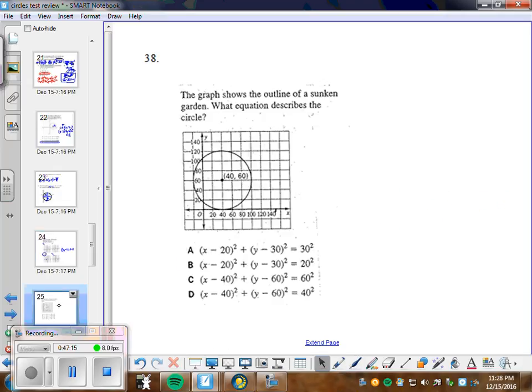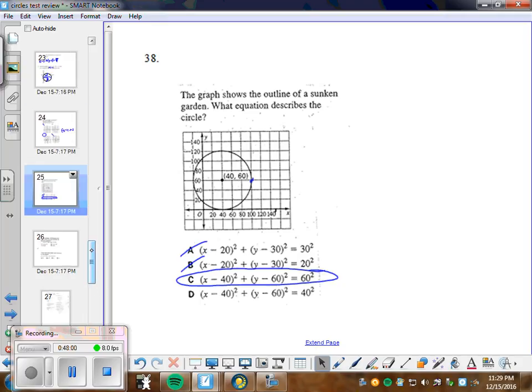All right, looking at 38, the graph shows the outline of a sunken garden. What equation describes the circle? Okay, so you're at 40, 60, so you can mark out those two. So you're at -40, -60, so you're still looking at both these. Now, what is my radius here? From here to here, so I go 20, 40, 60, because I'm going all the way to 100. So it'd be 20, 40, 60, so it's C, 60 squared. Okay, next.